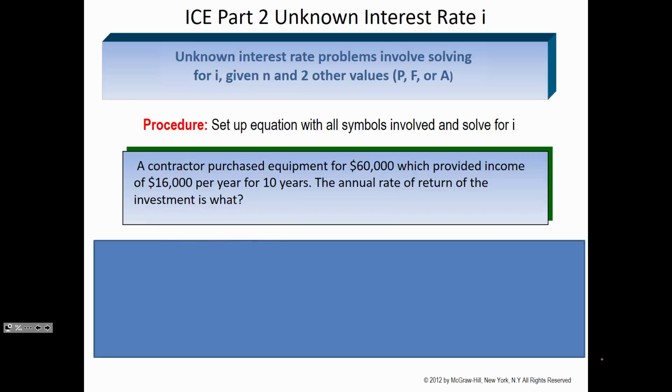Question 2. A contractor purchases equipment for $60,000 and it's going to provide an income of $16,000 a year for 10 years. So the first thing I ask you to do is draw the cash flow diagram on the paper. And once you've got that, I'm going to show you how to set that cash flow diagram up as a table on Excel and how we can start crunching the numbers. So just draw the cash flow diagram described here.